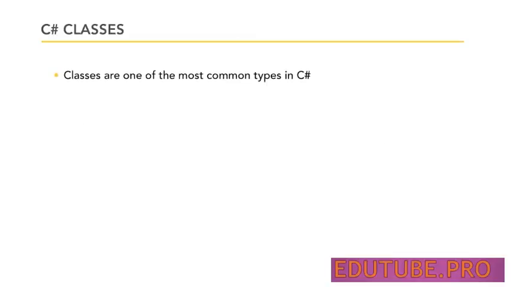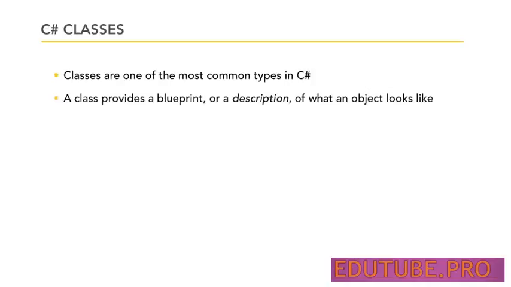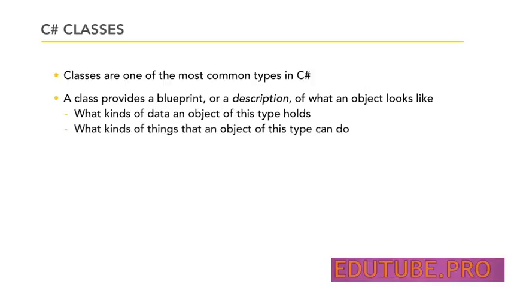Classes in C# are one of the most common types that you will come across, and a class essentially provides a blueprint or a description of what an object looks like and what it does. The blueprint, or description if you will, defines things like what kinds of data that an object of a certain type holds, and it also defines what kinds of things that an object can do. It's important to keep in mind, however, that a class is just a definition. It's a description. It's not the actual object itself. For example, when you have a blueprint of a house, the blueprint you can think of as being a class, but it's not the actual house. When you build the actual house, that's the object. The blueprint just provides a description of how to do that.